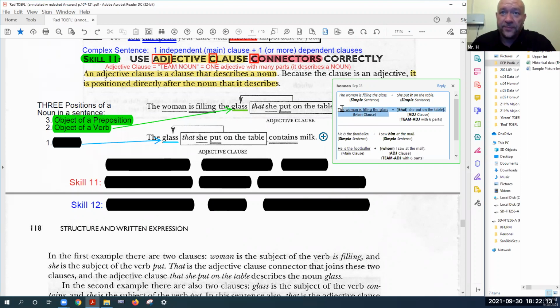So read the first one. The woman is filling the glass. Okay, what is that? Main clause, right? It's the main clause. Then what do we have here? That she put on the table. What is this? That she put on the table.